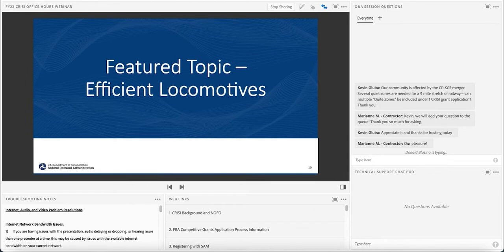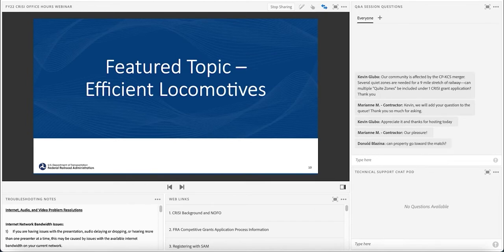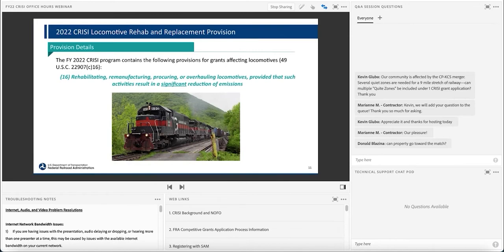So today we're going to talk about one of the new provisions that's in CRISI 2022, and this has to deal with the replacement of locomotives that are more polluting. And we can go on to the next slide. So we're looking at Provision 16. Provision 16 in the FY 2022 CRISI program states that funds from this program can be used for rehabilitating, remanufacturing, procuring, or overhauling locomotives, provided that such activities result in a significant reduction of emissions.